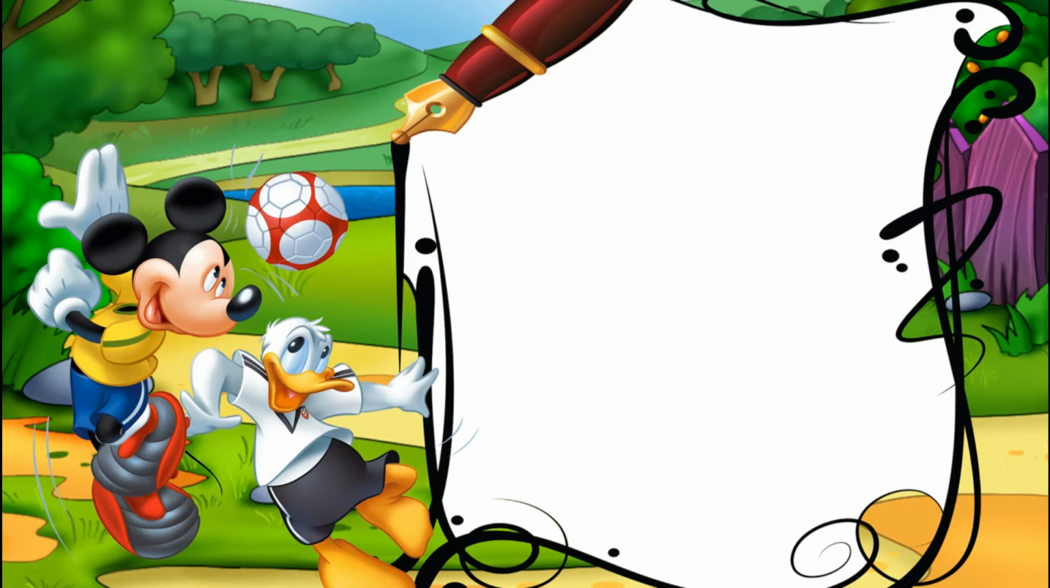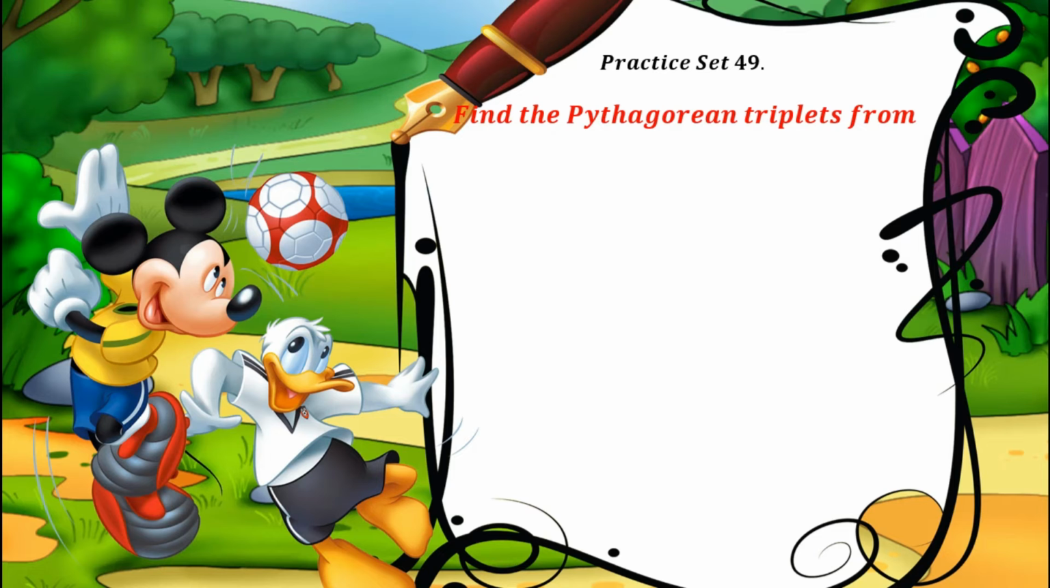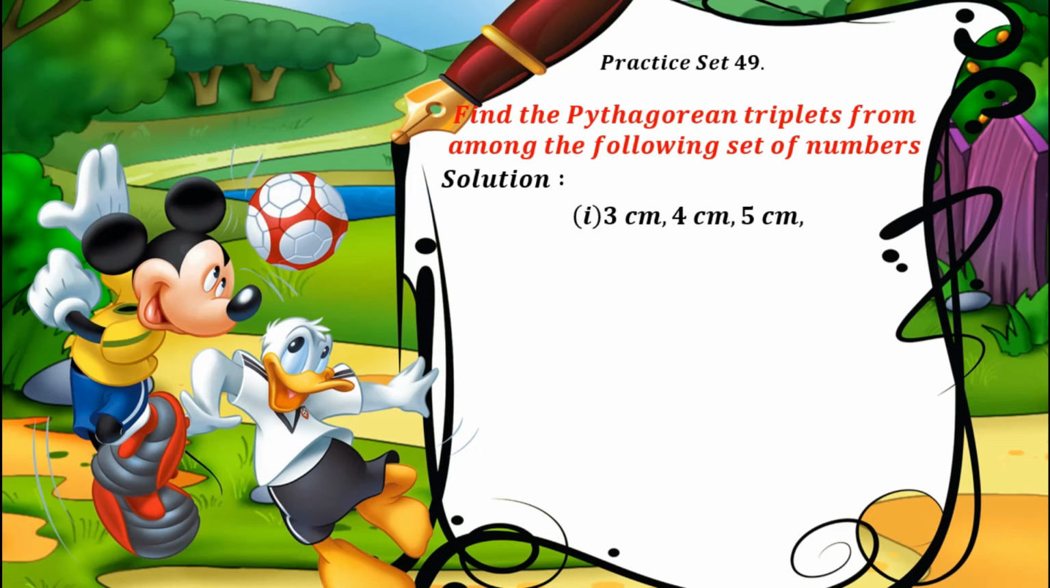So here is the practice set 49. Find the Pythagorean triplets from among the following set of numbers. So solution is here, 3.